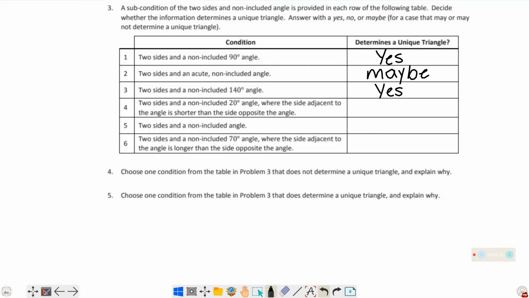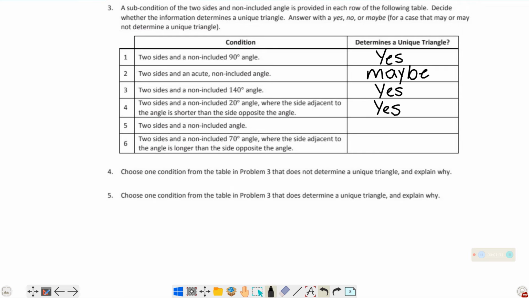Number 4, two sides and a non-included 20-degree angle, where the side next to the angle is shorter than the side that is opposite of the angle. And this one is very specific, and the answer is yes. The placement of this one does help us determine that they are unique or identical.